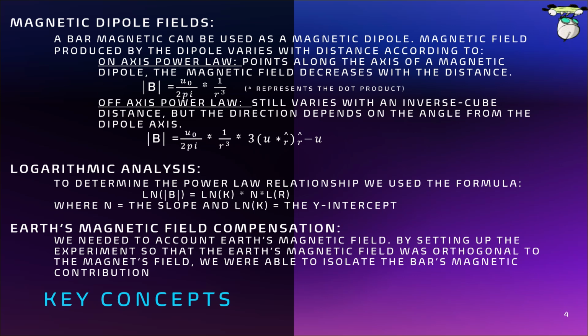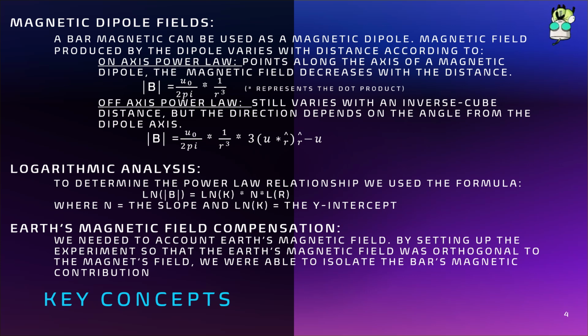Another key concept is the logarithmic analysis that we used. To determine the power law relationship, we use the formula: natural log of the magnitude of the magnetic field is equal to the natural log of k plus n times the natural log of r, where n is the slope and natural log k is the y-intercept.